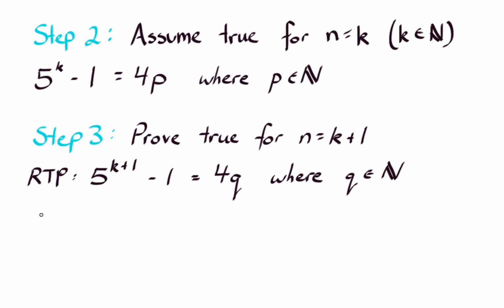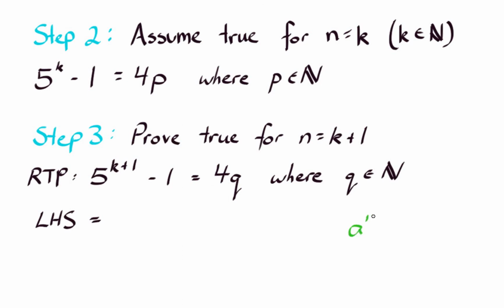Okay, so let's start with the left-hand side. Remember, we want to use step 2. So how can we take this 5 to the power of k plus 1 and somehow get something similar to what we see in step 2? Well, notice we've got 5 to the power of k. So how can we break 5 to the power of k plus 1 up into something involving 5 to the k? Well, this is where we use our index laws in reverse.